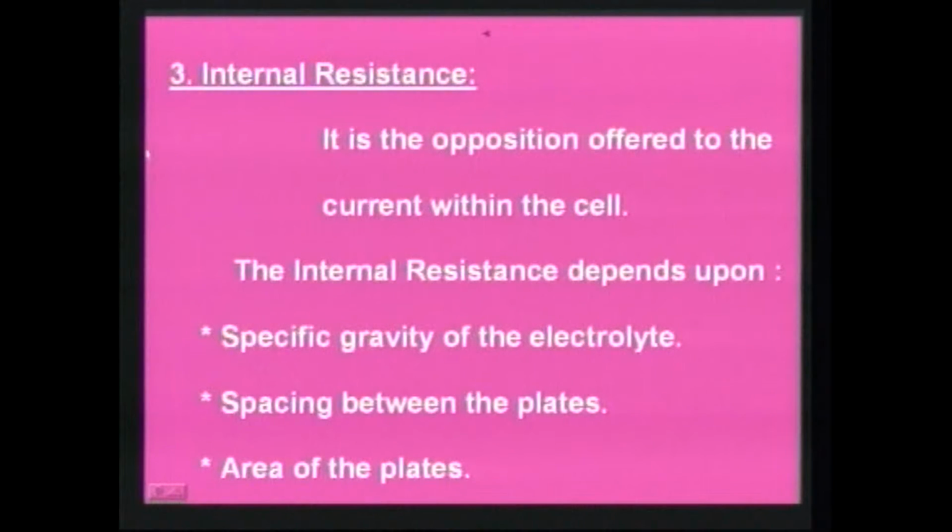Next, internal resistance. Internal resistance is the opposition offered to the current within the cell. The internal resistance depends upon the specific gravity of the electrolyte, that is the specific gravity of H2SO4, the spacing between the plates, that is the spacing between cathode and anode, and also the area of the plates.